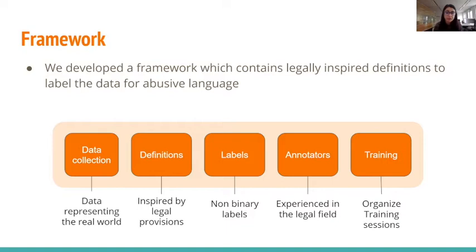Then for the annotators, we went with people with some experience in the legal field so that they could understand the concepts we are showing them a lot better, and maybe we wouldn't have to put in so much work to explain the concepts to the team. However, even with all of this, we still organized some training sessions with them to solve the disagreements that we could solve.